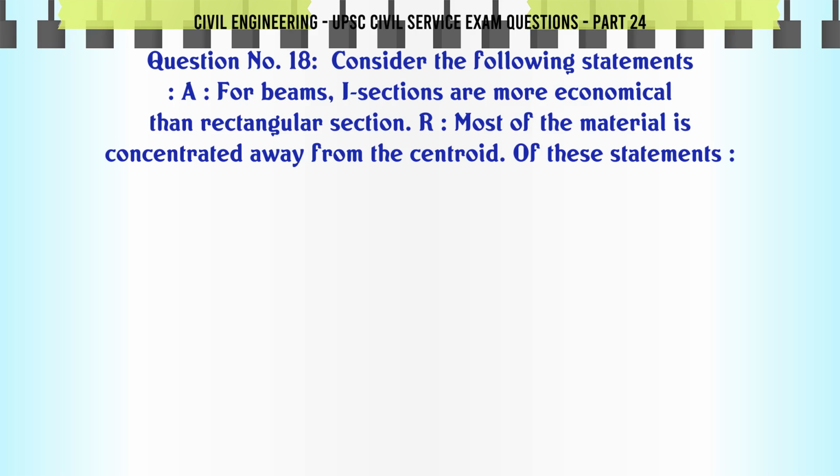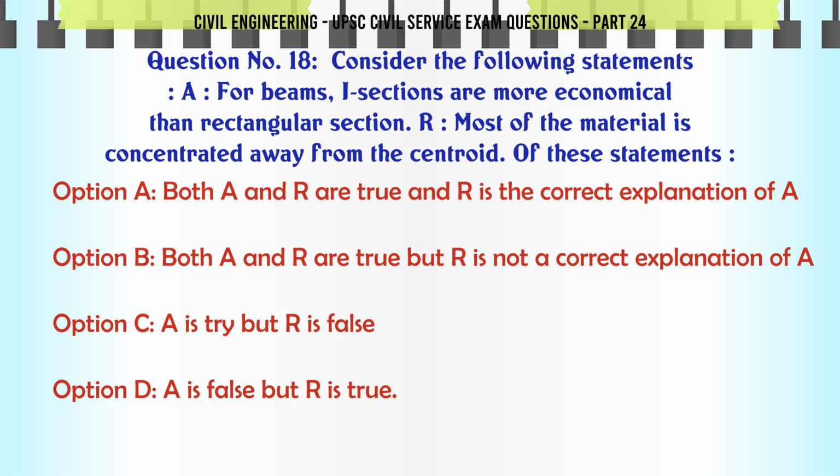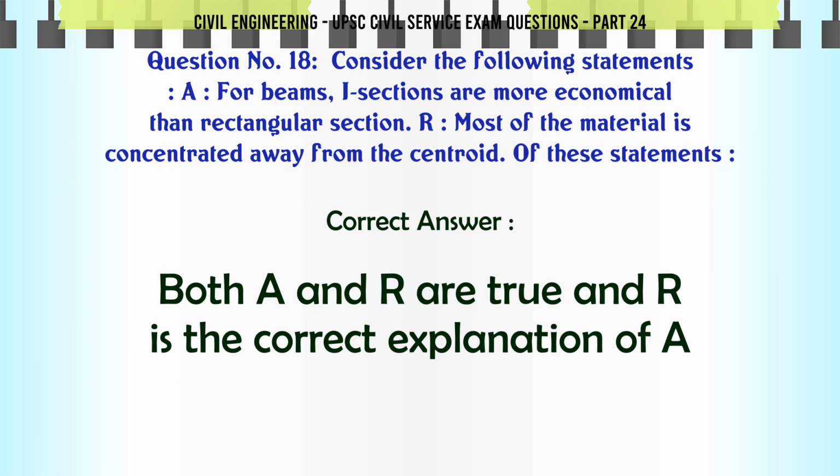Consider the following statements. A. For beams, I sections are more economical than rectangular section. R. Most of the material is concentrated away from the centroid. Of these statements, A. Both A and R are true and R is the correct explanation of A. B. Both A and R are true but R is not a correct explanation of A. C. A is true but R is false. D. A is false but R is true. The correct answer is both A and R are true and R is the correct explanation of A.